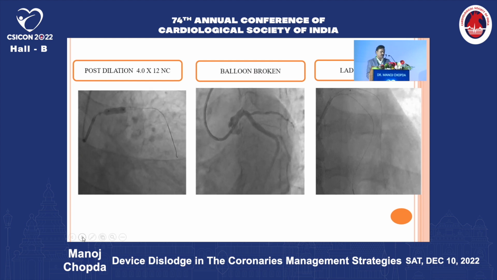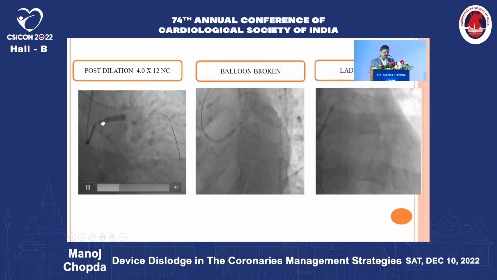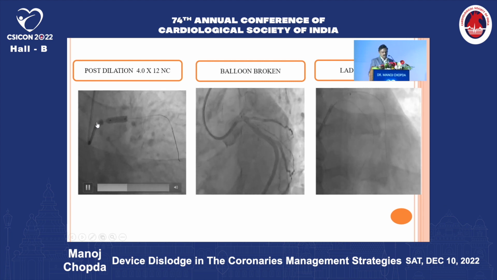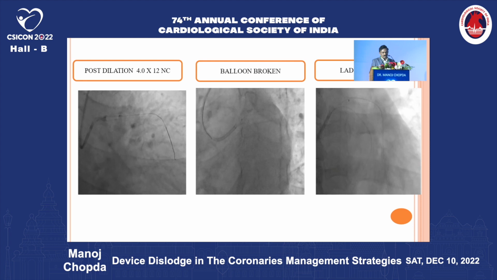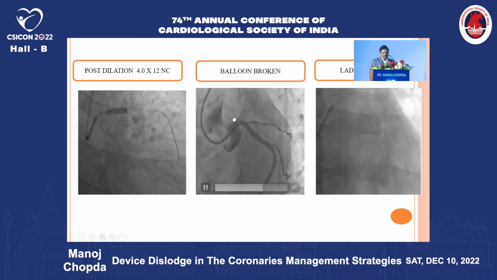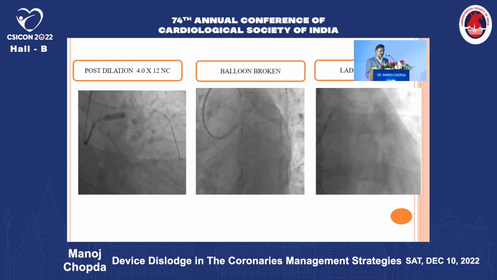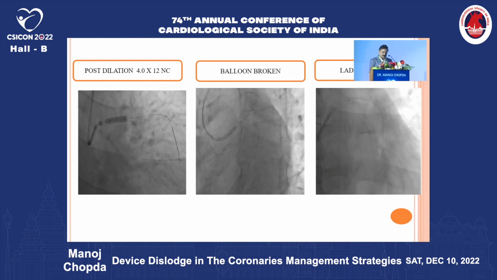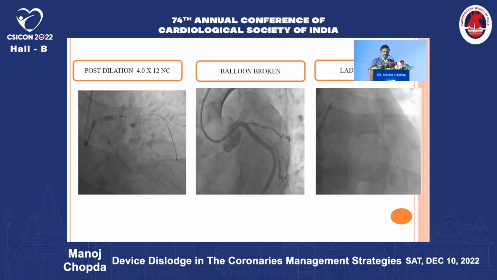So we took a 4 by 12 NC balloon, and you can see that when we inflated the balloon, something popped out in the proximal part. I think the distal attachment of the balloon was not good, but the balloon ruptured there, and the patient had thrombosis and the LAD got occluded. We removed the shaft of the balloon, and everything had come out except for some part in the proximal portion which remained inside the LAD.